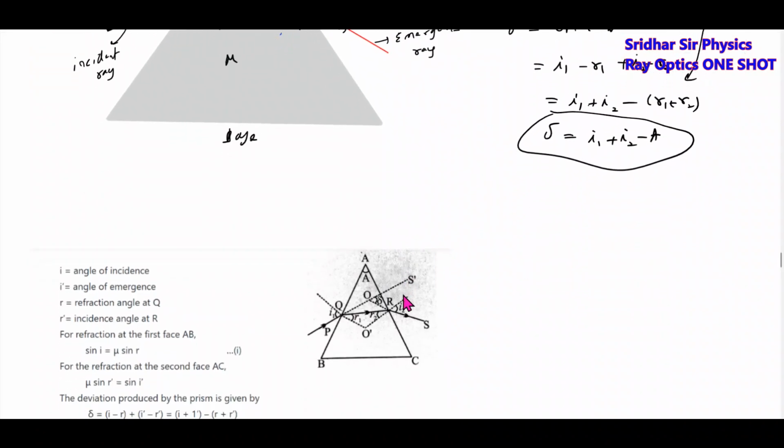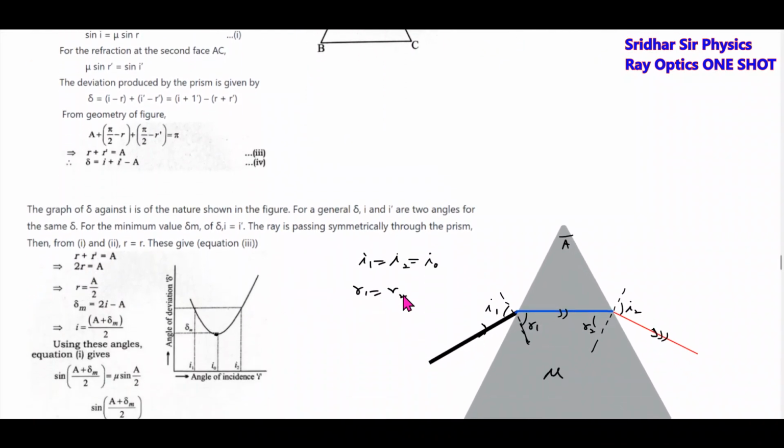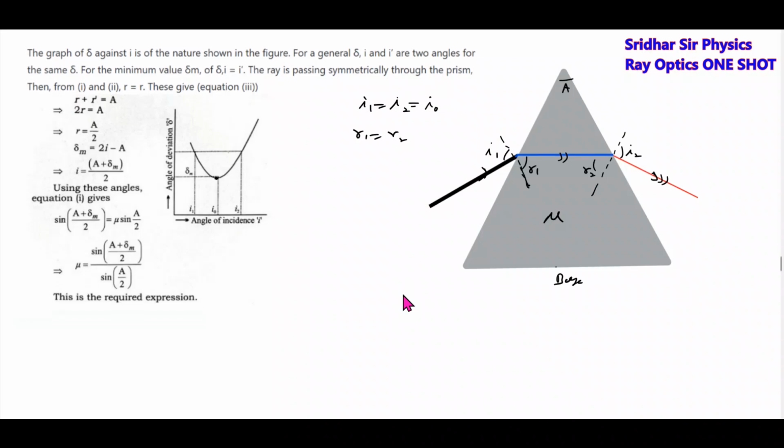Okay, now we'll discuss the minimum deviation. As I vary the deviation as a function of angle of incidence, the deviation curve will start decreasing. It takes some minimum value at angle of incidence I0, then again starts increasing. What is that angle of incidence? This one. This is the incident ray.